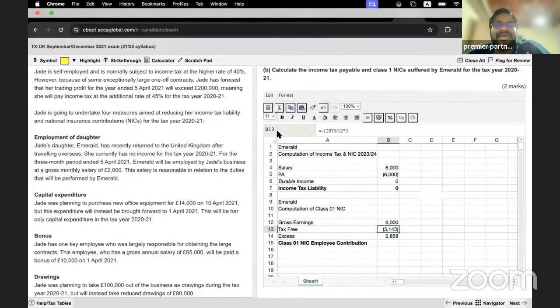Right. So now what we need to do? We have to multiply this by 12%, which gives us a NIC of 343 pounds. Are we all okay? Anyone has a query? Or we are all good to go? We are all good, or any queries? Great. Then let's move on to the next question.